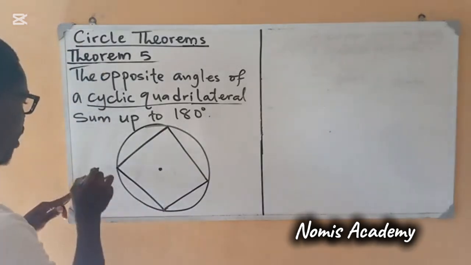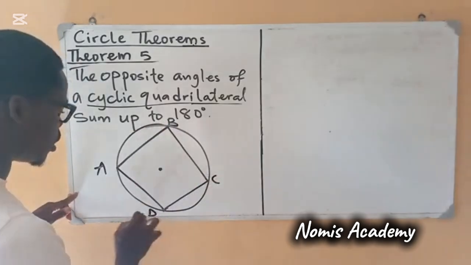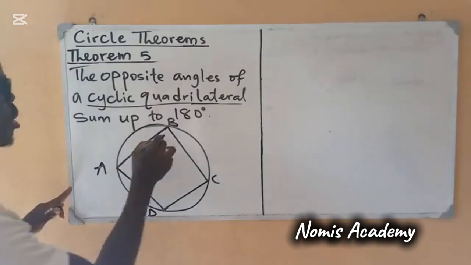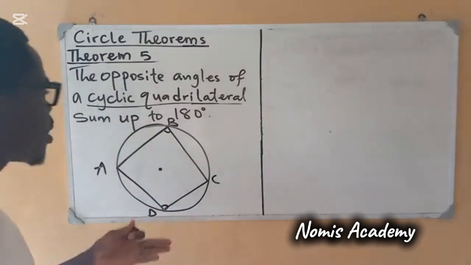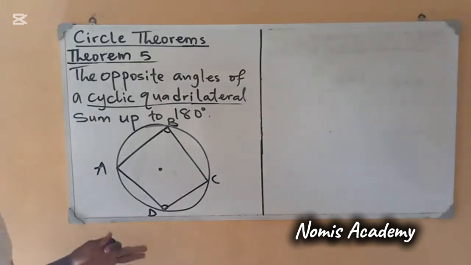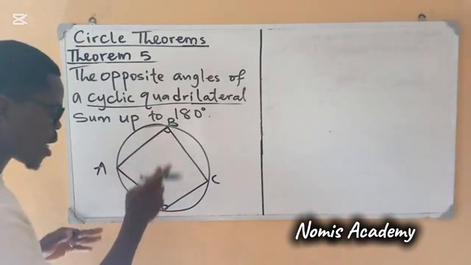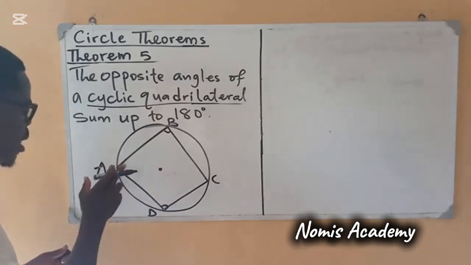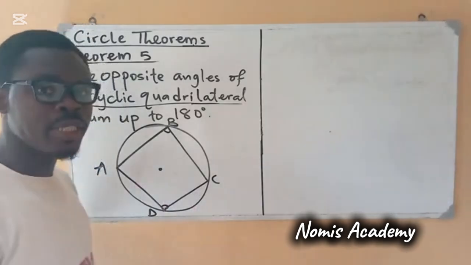So let's call them A, B, C, and D. Now this theorem is saying that the two opposite angles of a cyclic quadrilateral sum up to 180 degrees. That is, this angle here and this angle sum up to 180 degrees. Also, angle at A and angle at B also sum up to 180 degrees.